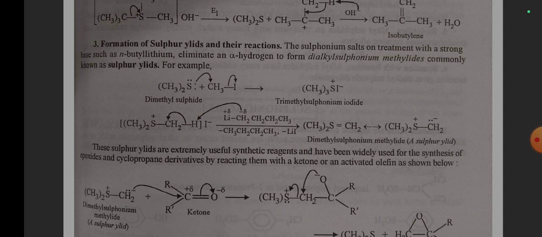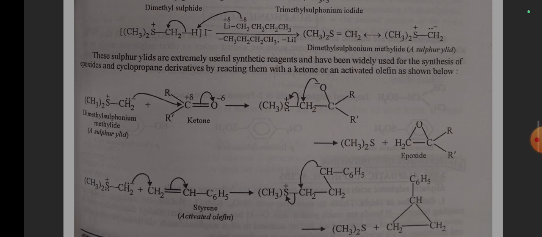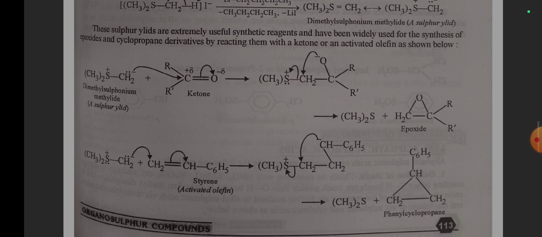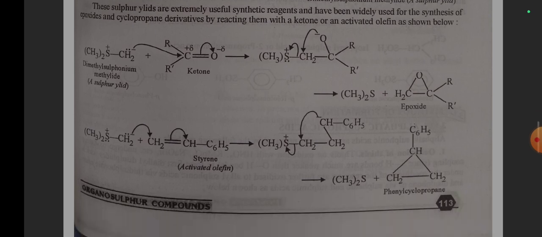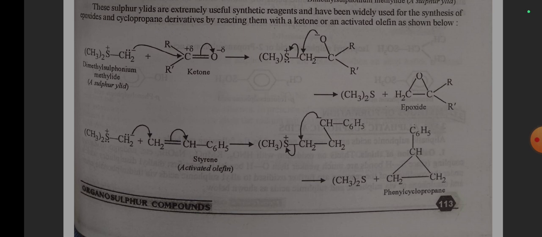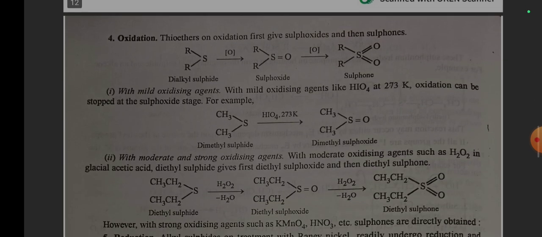3. Formation of sulfur ylides and their reaction. The sulfonium salts on treatment with a strong base such as n-butyl lithium eliminate an alpha hydrogen to form dialkyl sulfonium methylides, commonly known as sulfur ylides. These sulfur ylides are extremely useful synthetic reagents and have been widely used for the synthesis of epoxides and cyclopropane derivatives by reacting them with a ketone or an activated olefin as shown below.